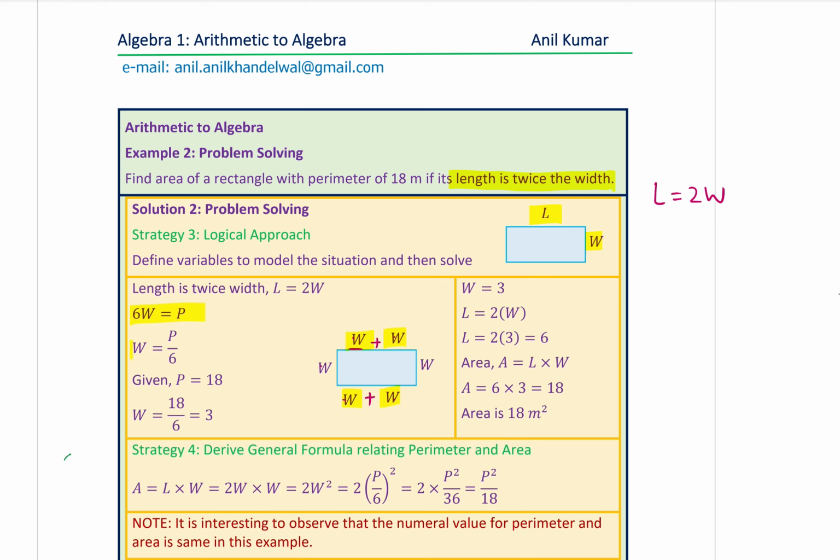And that gives us the width and perimeter relation within no time. You see that? 1/6 of the perimeter is width. How easy it was, correct? Since we know perimeter is 18, dividing by 6, we again got the same answer. That is, width is 3, length is twice width, which means length will be twice 3, which is 6, and the area will be the product of these two, 18 meters square.